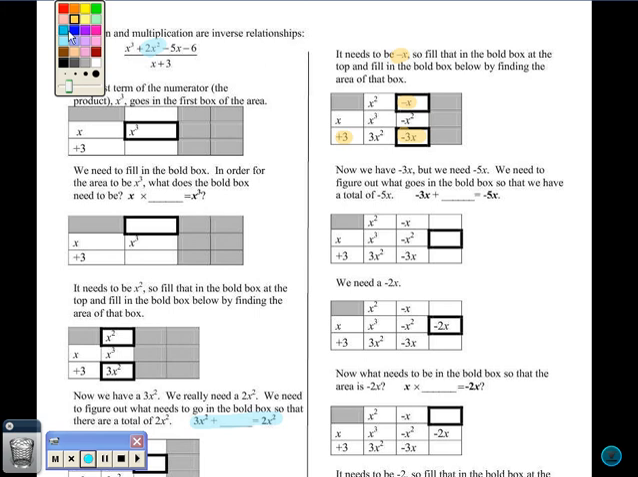Then we go to the next piece of the puzzle. We really want a negative 5x. So if this is negative 3x, what could go here? Well, negative 2x.